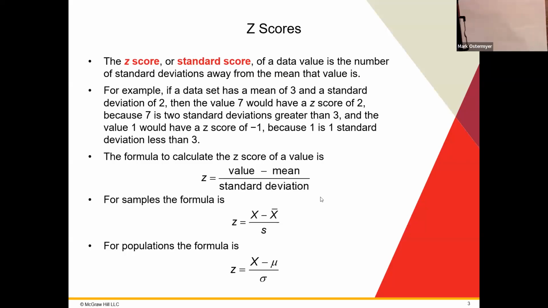Okay, so this is the z-score formula, ladies and gentlemen. Whether you're computing the z-score for a data value coming from a sample or a population, notice the only difference is the symbolism changes, but the formula is essentially the same.